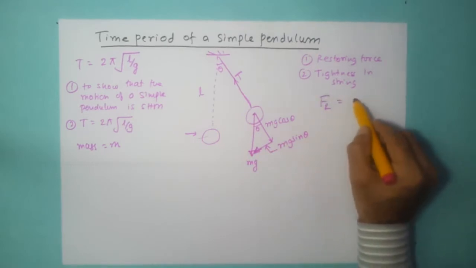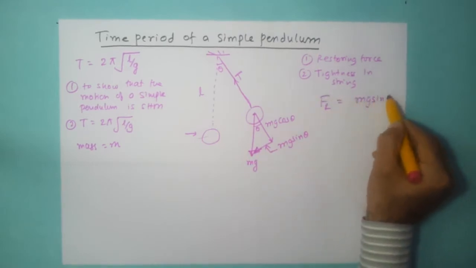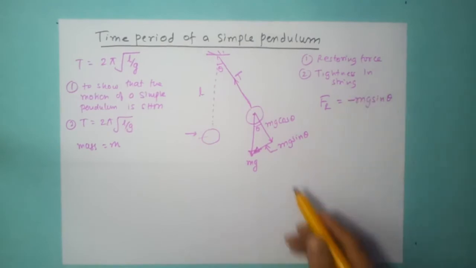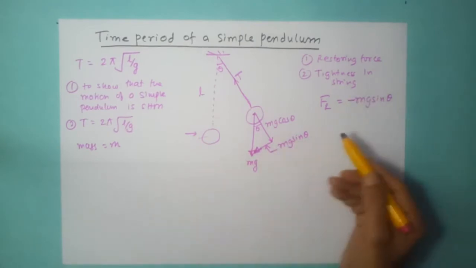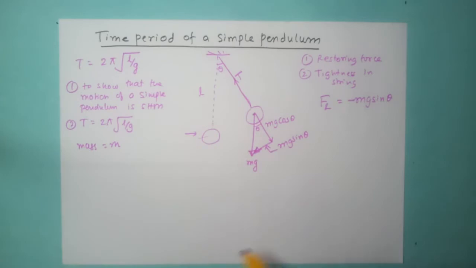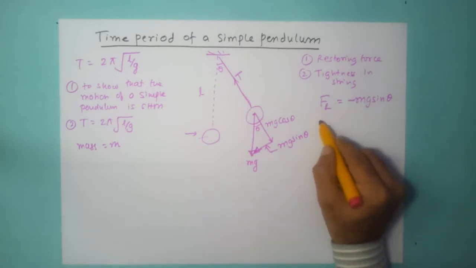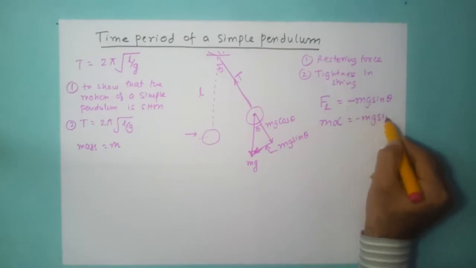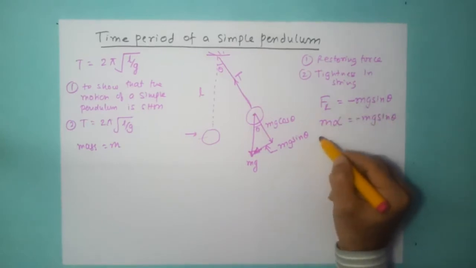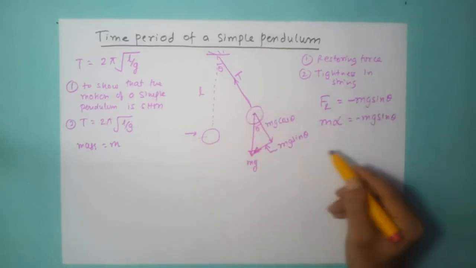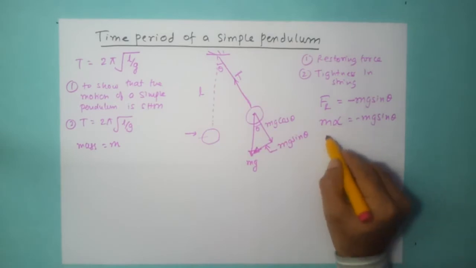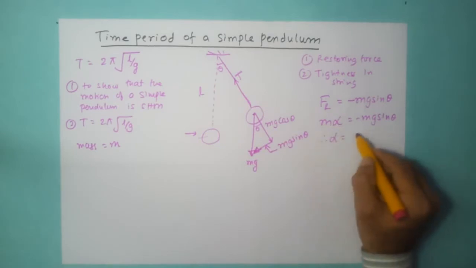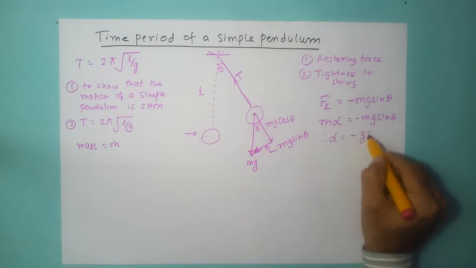And this force, mg sin theta, is the restoring force. Fr is equal to mg sin theta. The magnitude is mg sin theta. I'll attach a minus sign because it's a restoring force. It is trying to decrease the velocity. So Fr can be taken as m alpha is equal to minus mg sin theta. Force is mass into acceleration, where alpha is the acceleration of the bob of the pendulum. So alpha can be written as minus g sin theta.